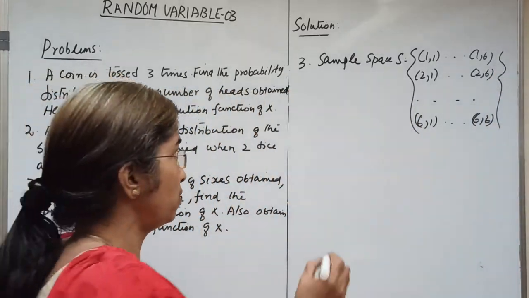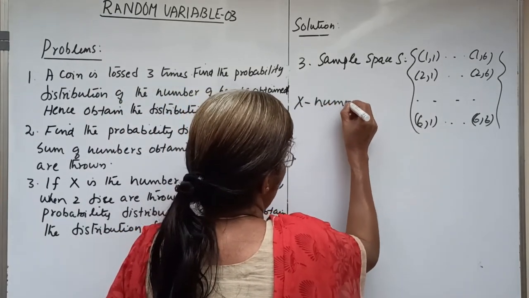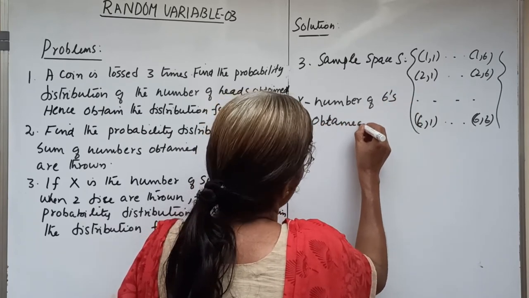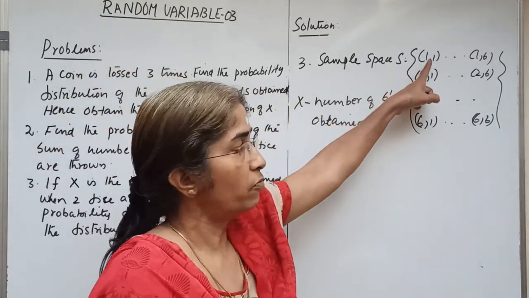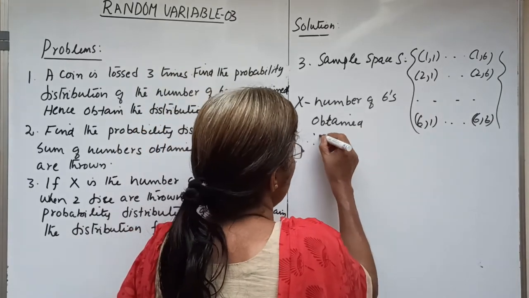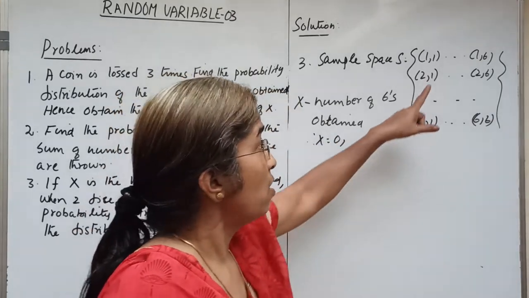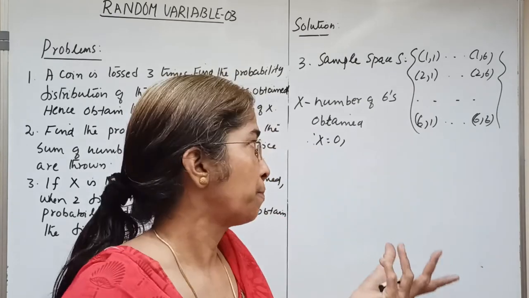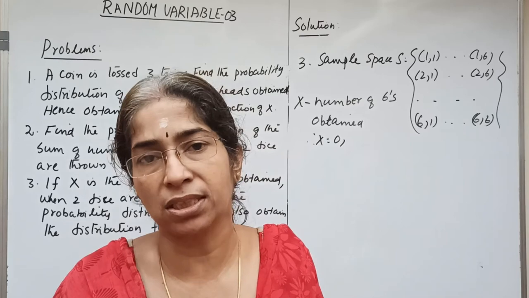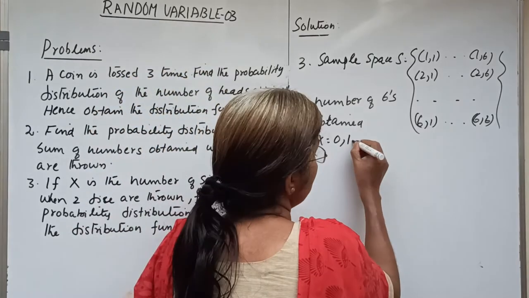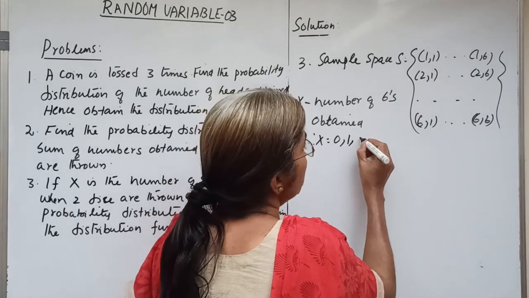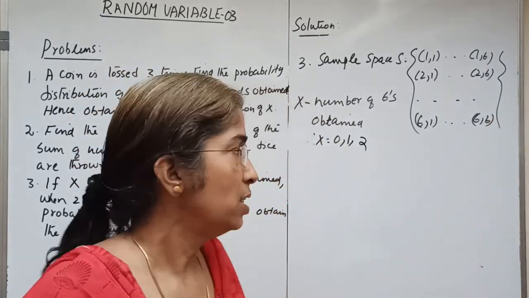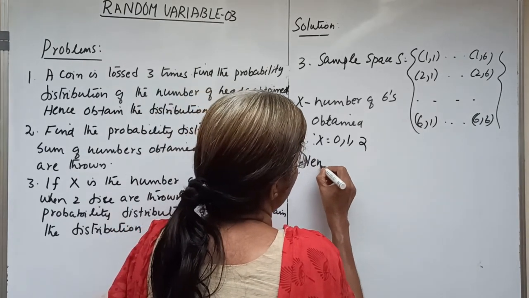So here we have defined x as the number of sixes obtained. What about x? There are outcomes having no 6, for example 1, 1, where x takes the value 0. There are outcomes 1, 6, 2, 6, 3, 6, 4, 6, 5, 6, and similarly 6, 1, 6, 2, 6, 3, 6, 4, 6, 5. That is, x takes the value 1 for 10 outcomes. Now x takes the value 2 only for 6, 6. So we can obtain the probability distribution of x.